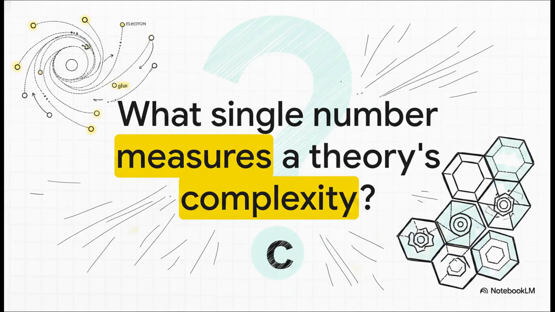So just imagine for a second, what if you could take an entire quantum field theory, all of its particles, all of its forces, all the ways they interact, and boil it all down into one single value? A value that just tells you how much stuff is really in it, how rich and complex it is. What would that number even be? Well, in the world of 2D conformal field theories, that number is C.